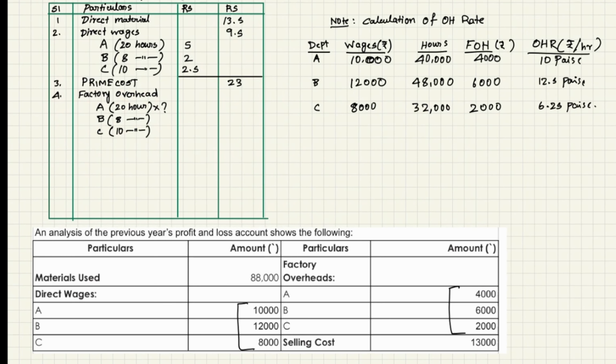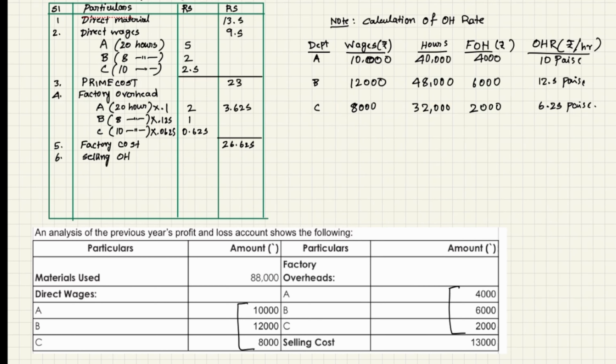So now I know these recovery rates. I will multiply with these hours. So 20 hours into 10 paise, 8 hours into 12.5 paise, 10 hours into 6.25 paise. When I add all of this, I will get 3.625. The next subtotal is factory cost. So factory cost is prime cost plus factory overhead, 23 plus 3.625. I will get 26.625.